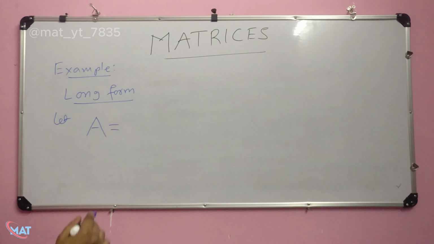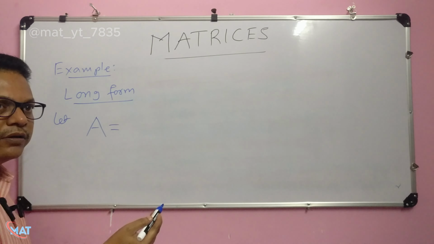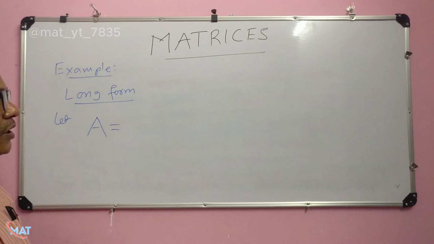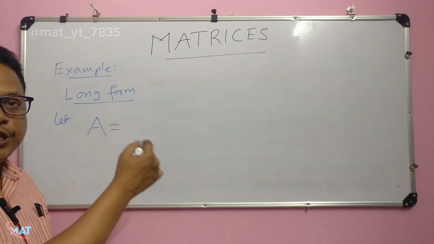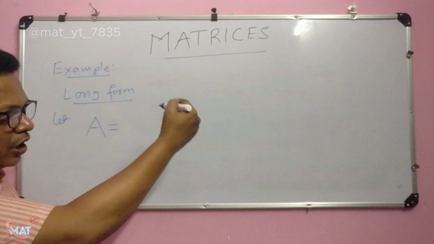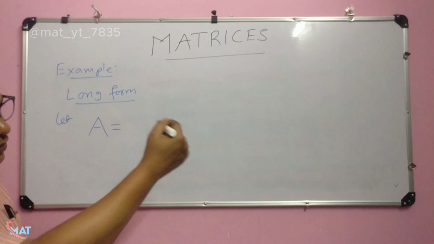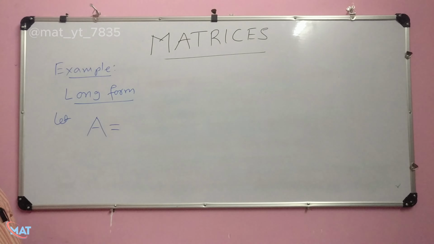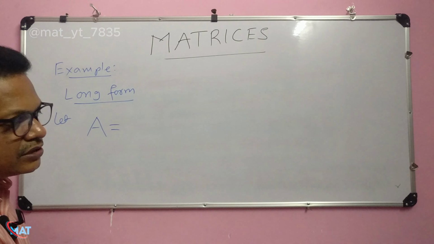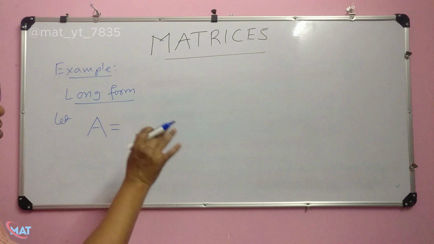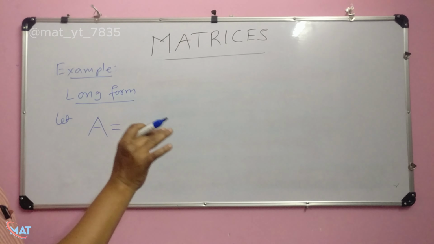Now the matrix will have a symmetric property. Means how many rows are there? In each row, how many elements are there? How many rows you are going to build up? Every row must contain the same number of elements. Similarly, every column must contain the same number of elements. That is called systematic arrangement of the elements.